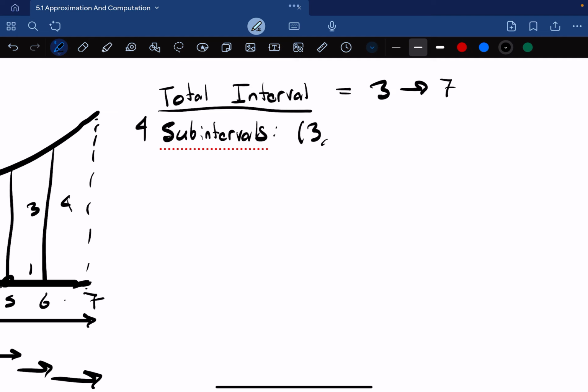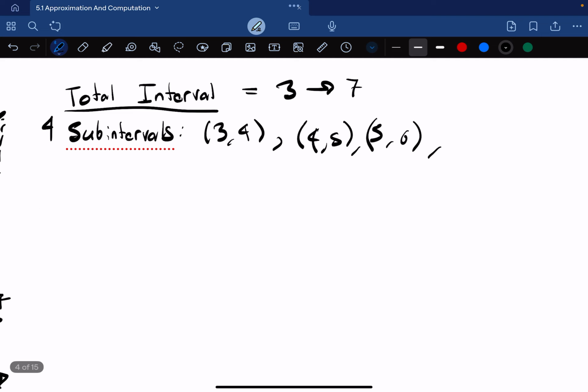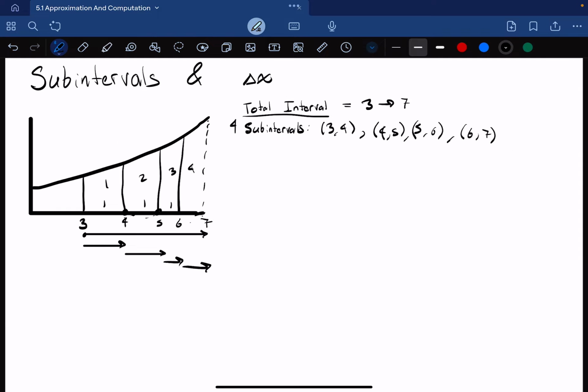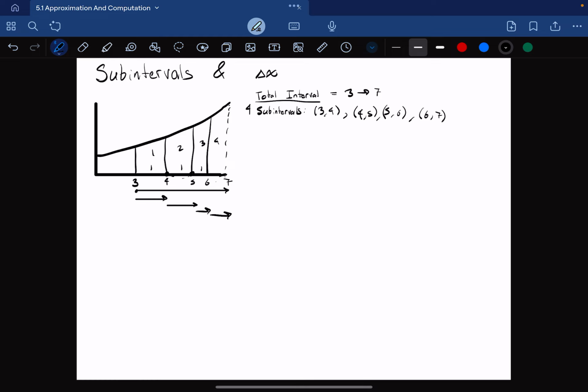And the subintervals, like I said, are going to be 3 to 4, 4 to 5, 5 to 6, and then finally 6 to 7. Those are going to be our four subintervals.